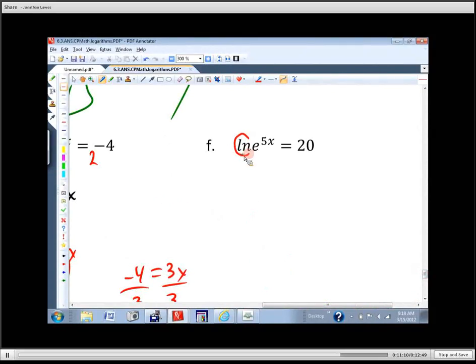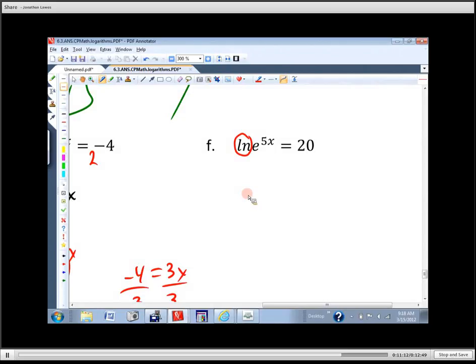This is a function. What's its name again? Natural log or log base e. This is a function, exponential base e. What do these two do to each other again, Tatum? Undo each other. So this side is just 5x, this side's a 20. This is the easiest one. Even though it looks the ugliest, this is the easiest. We're going to divide by 5, so x equals 4.